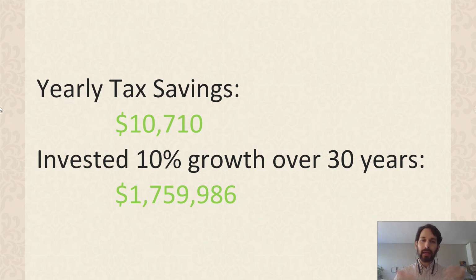Now, let's say, okay, we have a yearly saving, $10,710. What would happen if you would invest that at a 10% growth rate over the next 30 years? So you are putting that amount of money you're saving annually into investing, and it's growing at 10% a year. What would happen after 30 years? Well, you would be a millionaire. You would have almost $2 million, so $1,755,000.